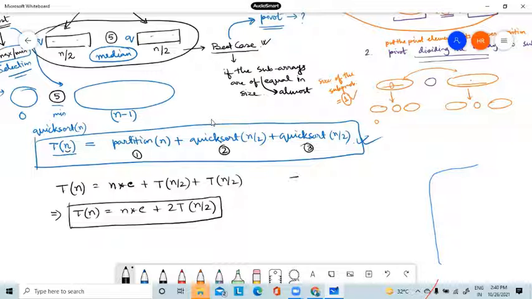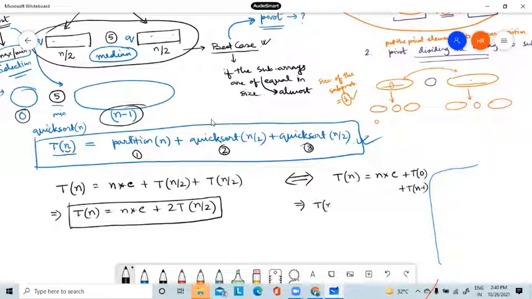Now, what is it for the worst case? T of n for partitioning, same time n into c. Now in worst case, on one side there will be 0 elements, so plus T of 0. On another side it will be n minus 1 elements, so plus T of n minus 1. So the relation is like this: n into c plus T of n minus 1. So this is the recurrence relation for worst case. This is for best case and this is for worst case.